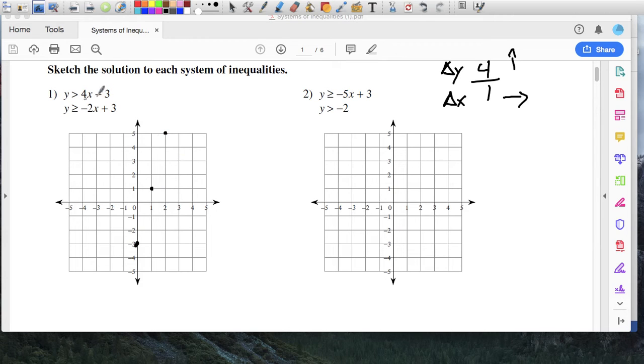And then my line is going to be dashed because it's just a greater than, it doesn't have an equal, so it has to be a dashed line.